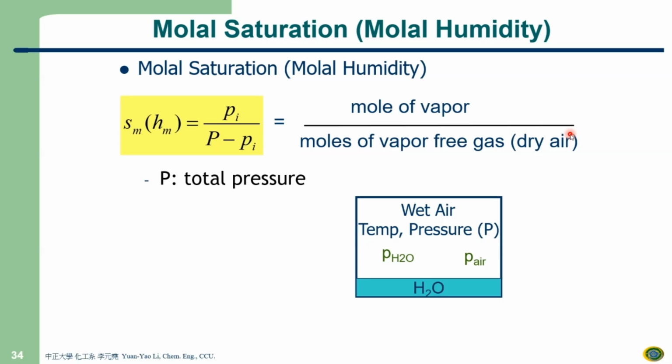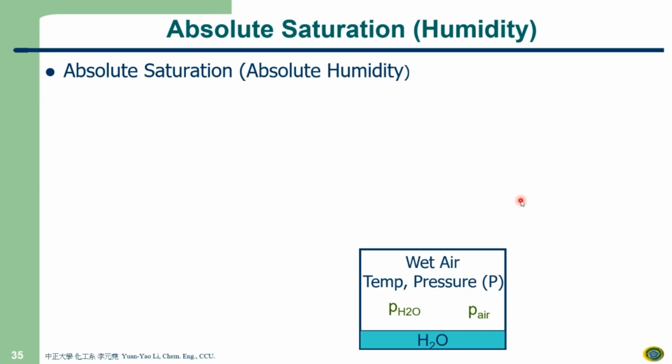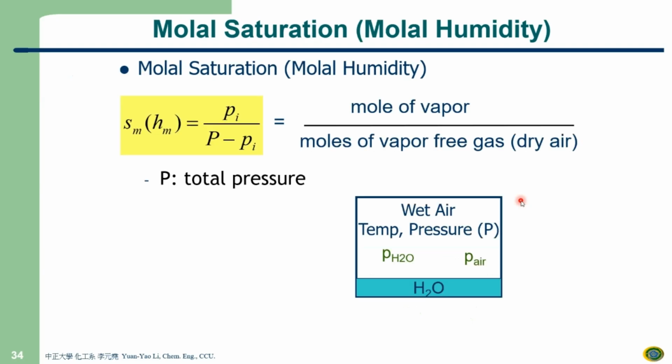PV equals nRT, right? Because the volume is constant. So PV equals nRT, where n is the moles of the vapor, the moles of the water, and the moles of the dry air. Okay, so there's no problem. So this is one, right? Okay. So this is moles of the vapor divided by moles of the air.